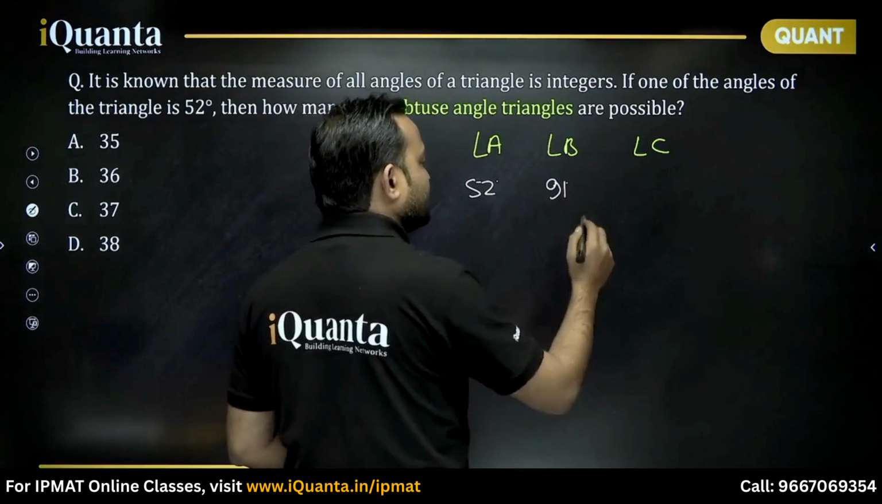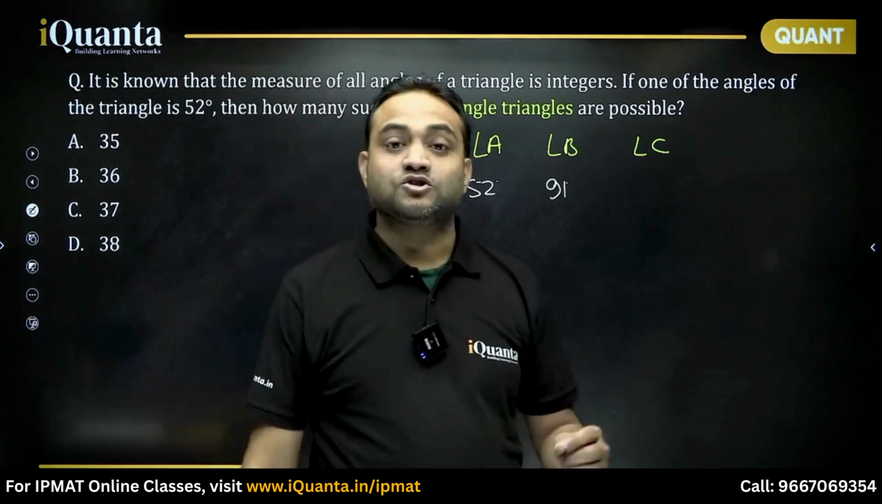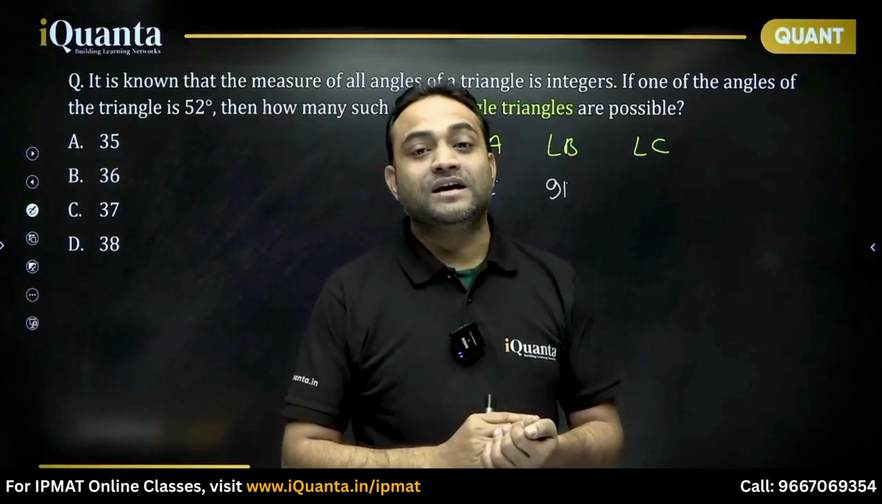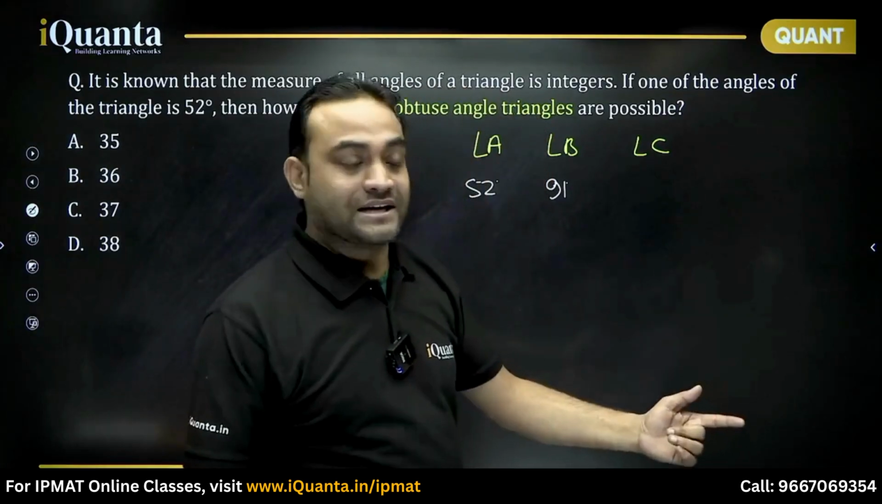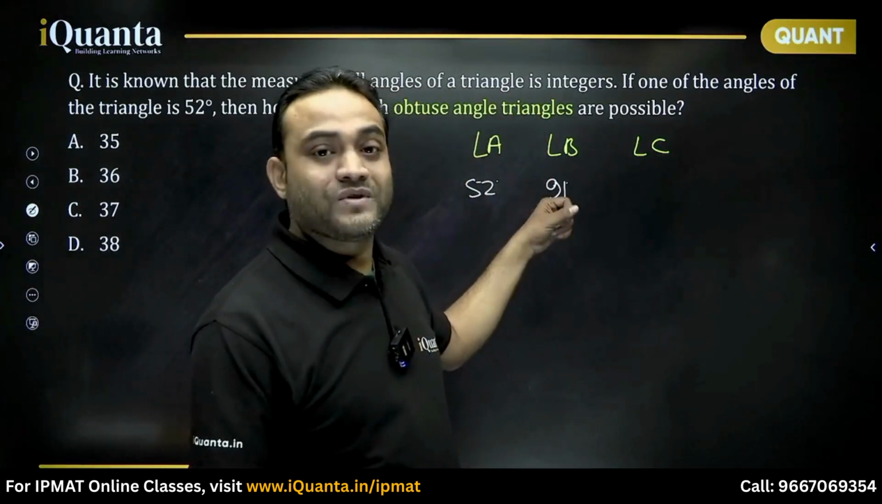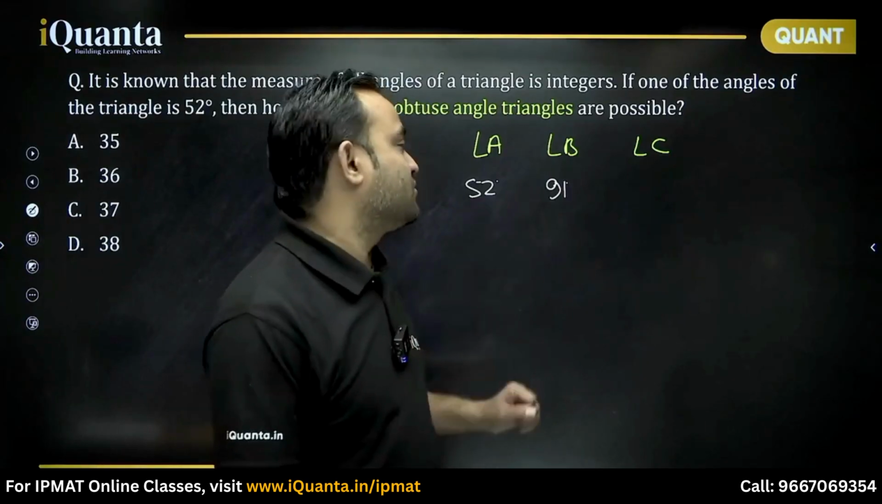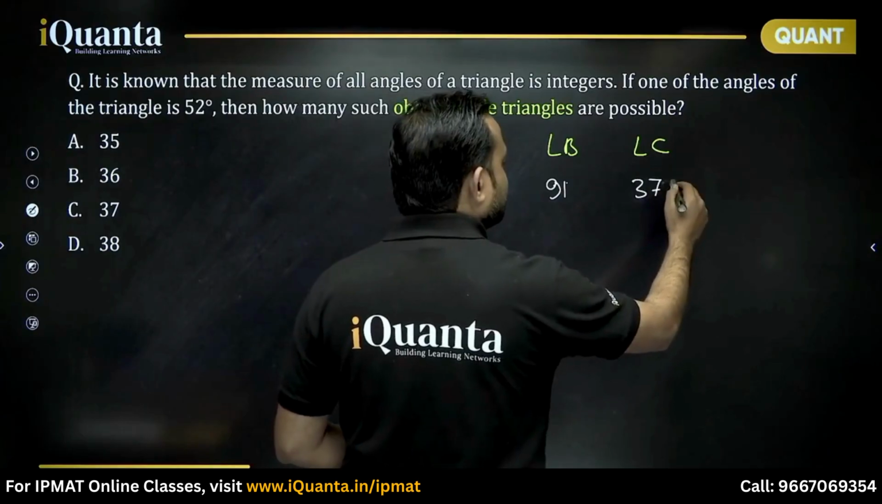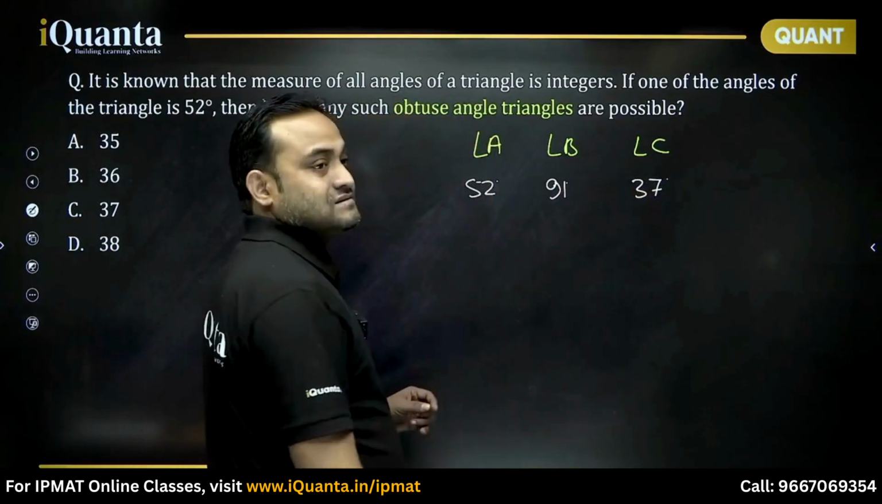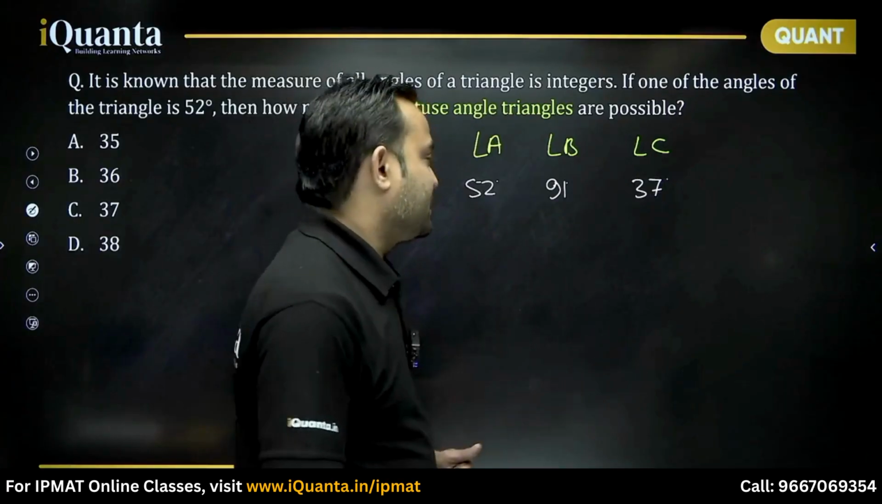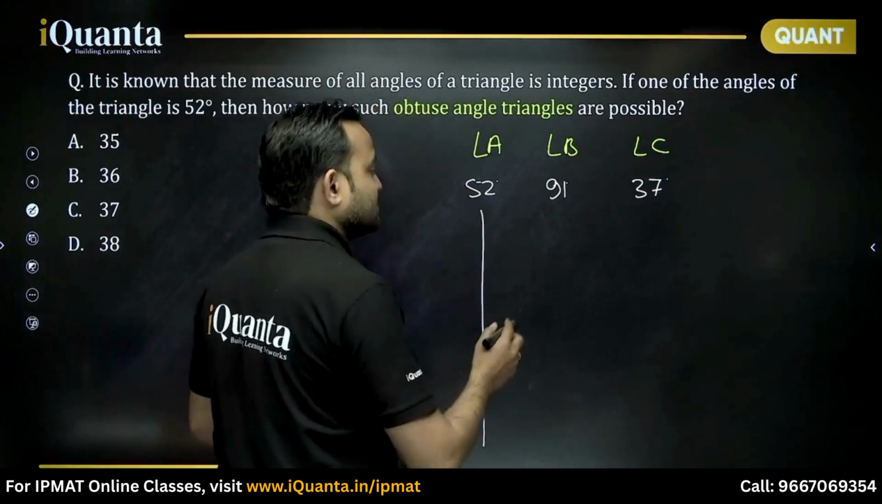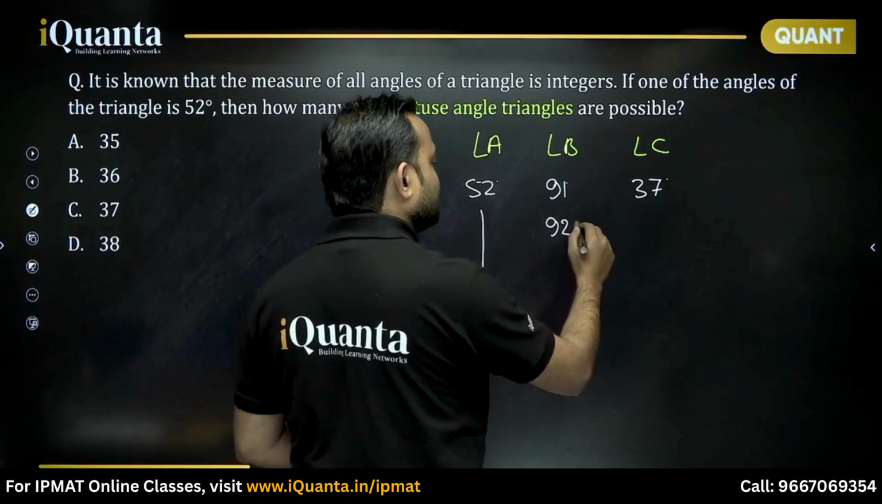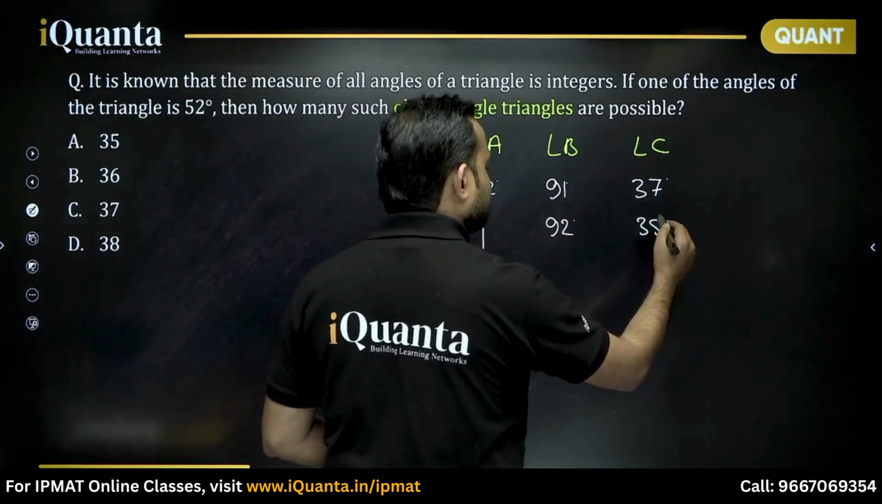91 degrees, because any triangle is an obtuse angle triangle if one of the angles is more than 90 degrees. So the least value of the obtuse angle will be 91 degrees. So next it will be 37 degrees. The sum of these three angles is equal to 180 degrees. So 52 is constant. Next will be 32 degrees. This will be 36 degrees.